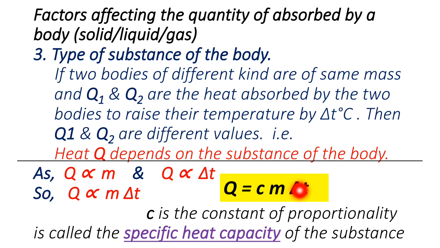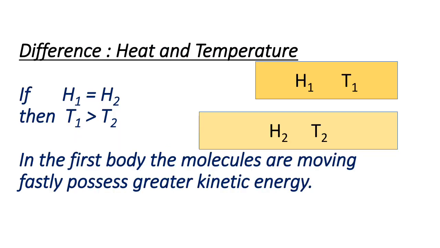Correct. And the C is actually the proportionality constant, and it is called the specific heat capacity of that substance, and we will learn about this specific heat capacity in the next point. Okay, now I am changing the page.